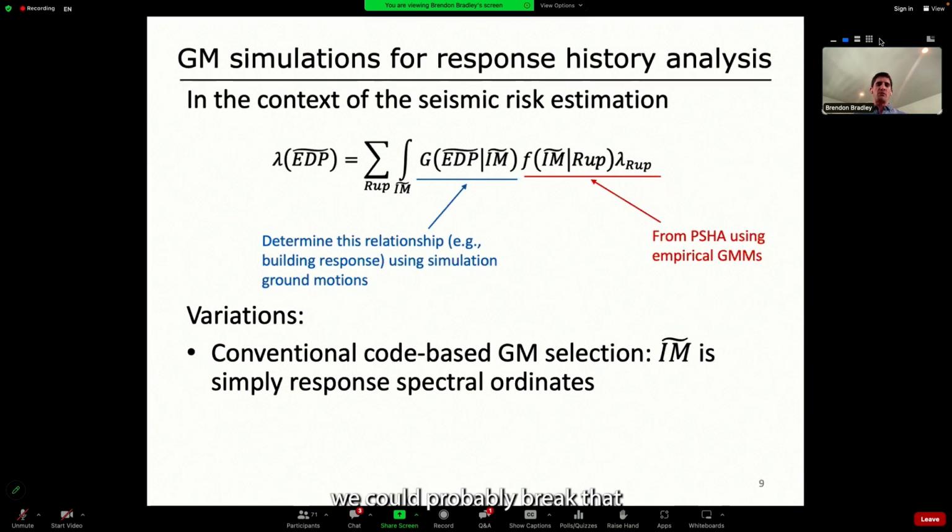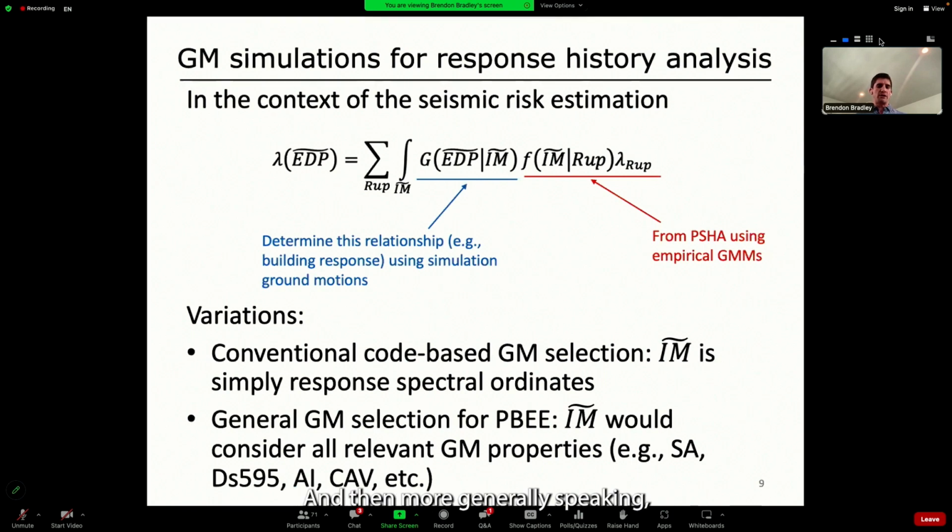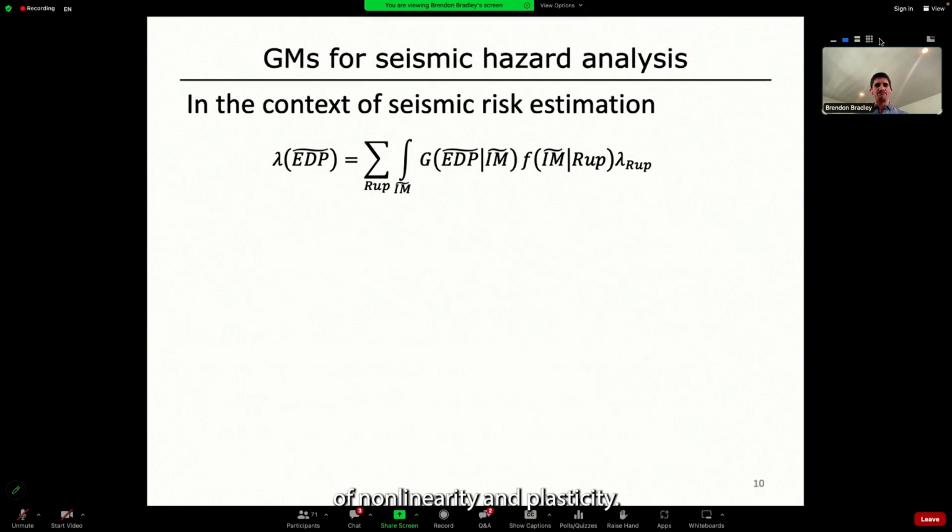Broadly speaking, we could probably break that into two different types. The first one would be where we're focused largely on code-based ground motion selection, which in the overwhelming majority of seismic codes worldwide, the focus is largely on response spectra. And then more generally speaking, if we're doing ground motion selection for performance-based earthquake engineering, we'd focus on other non-response spectral measures, for example, duration, Arias intensity, CAV, etc., that we know clearly affect structural and geotechnical response, particularly for large levels of nonlinearity and plasticity.